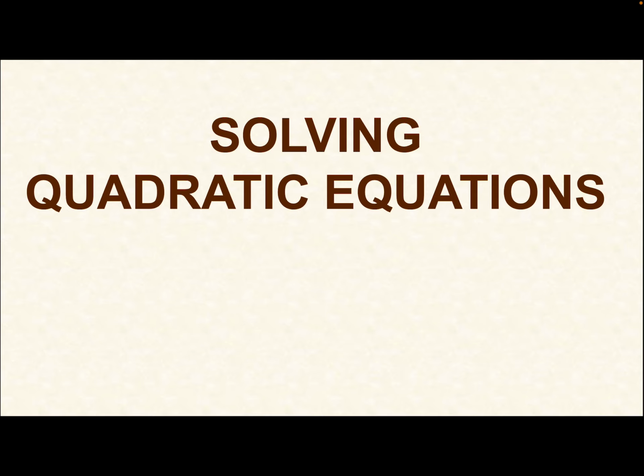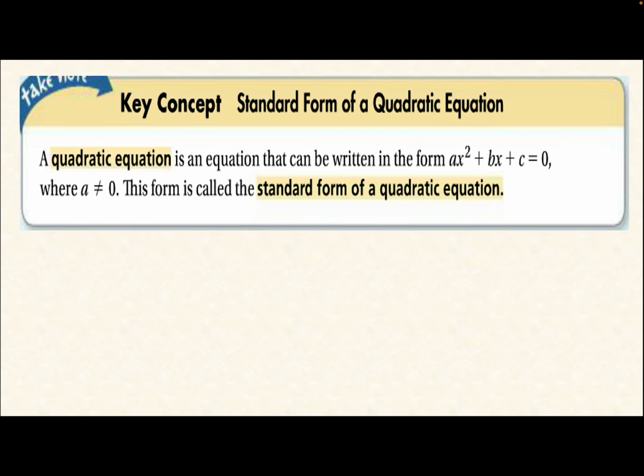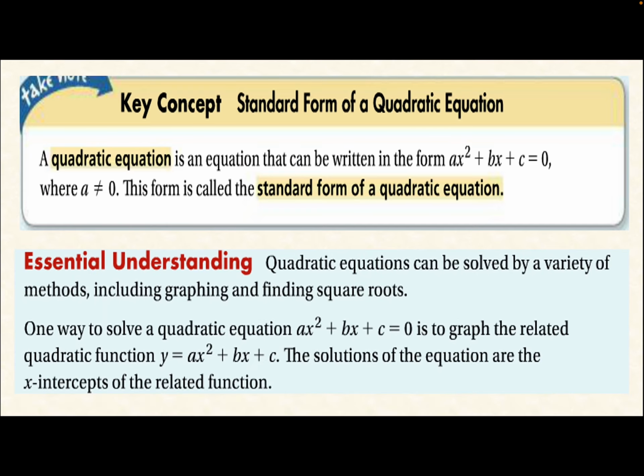Hello, this time we're going to solve quadratic equations. A quadratic equation is an equation that can be written in the form ax squared plus bx plus c equals 0. Always remember that your a should not be equal to 0. We're also going to find the solution of a quadratic equation by graphing and by finding the square root.